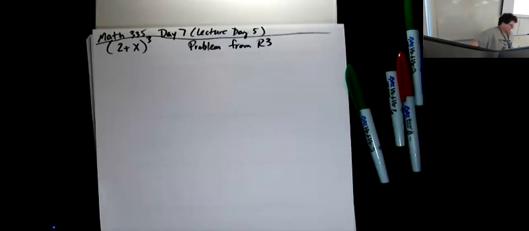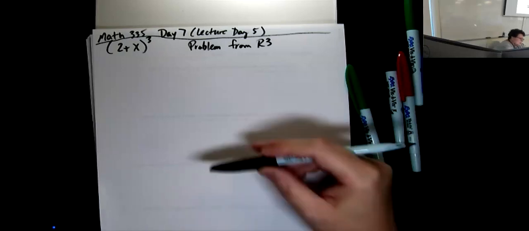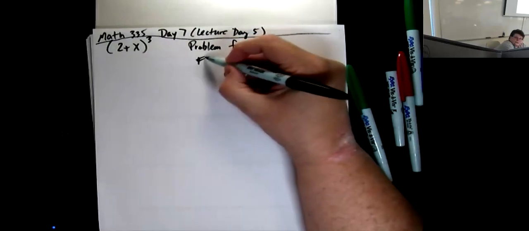All right. So today's starting problem is brought to you from chapter R3 from one of our students. How do we multiply out or find the product of 2 plus x, that quantity cubed? Find the product.